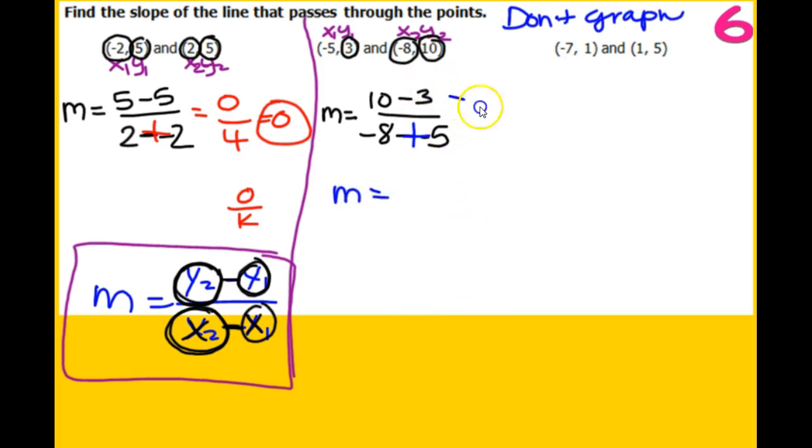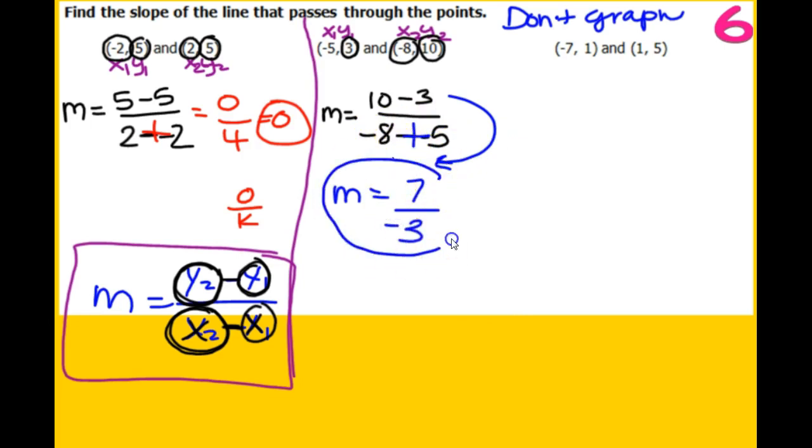So I'm going to simplify. 10 minus 3 is 7. And negative 8 plus 5, different signs subtract. 8 minus 5 is 3. But there's more negatives, so it's a negative 3. Can't simplify that, so that is our answer. 7 over negative 3.